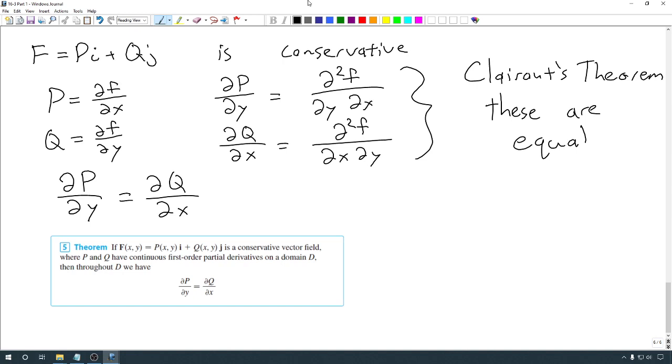And unfortunately, the reverse is not actually true. Just because the derivatives equal each other does not necessarily mean that capital F is a conservative vector field. Now, it almost does. It's actually really close to implying the reverse. But we actually do need to make a restriction on our domain in order to make that work.